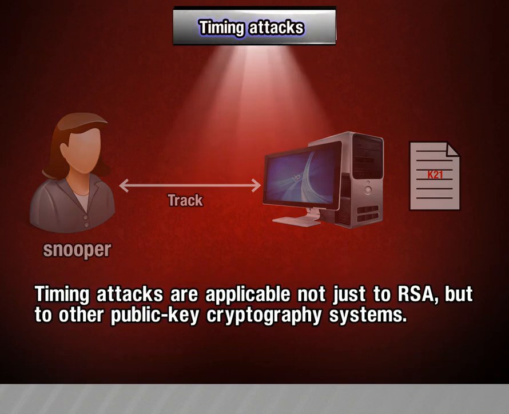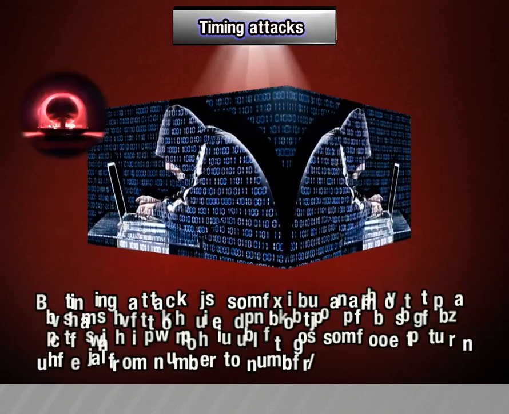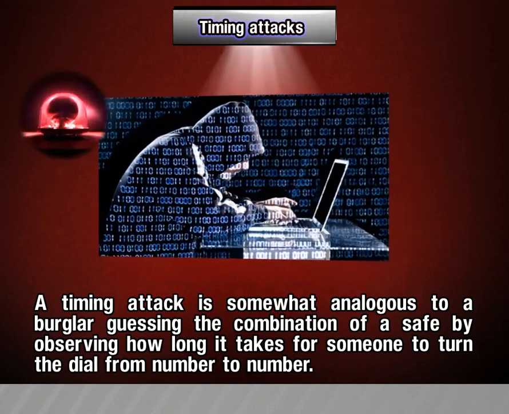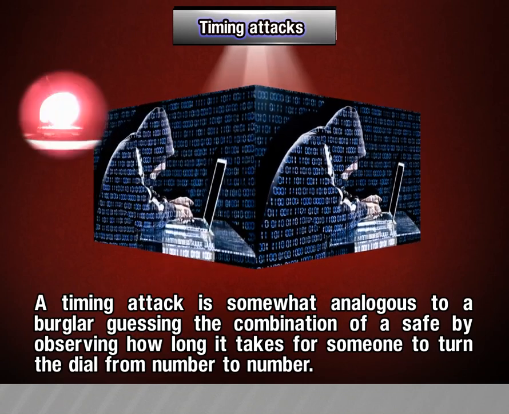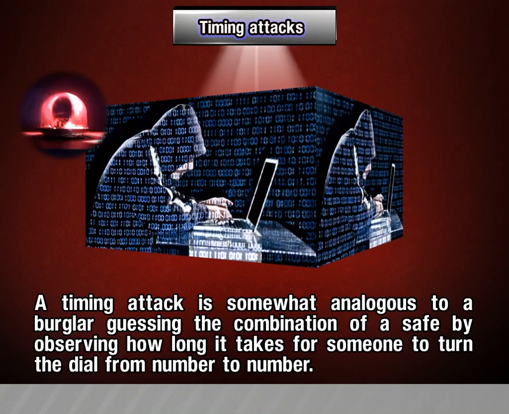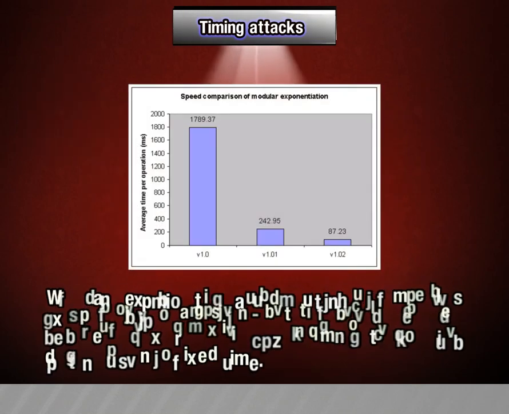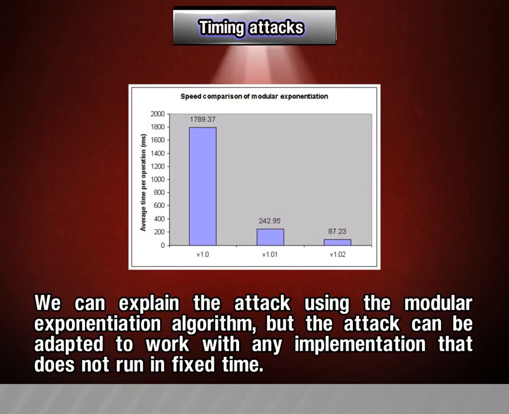Timing attacks are applicable not just to RSA but to other public key cryptography systems. A timing attack is somewhat analogous to a burglar guessing the combination of a safe by observing how long it takes for someone to turn the dial from number to number. We can explain the attack using the modular exponentiation algorithm, but the attack can be adapted to work with any implementation that does not run in fixed time.